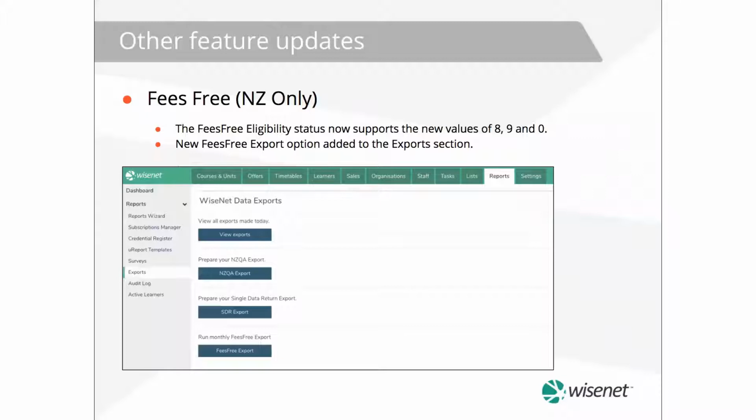This is only for New Zealand customers. The fees-free eligibility status now supports new values, 8, 9, and 0. The eligibility check feature in the learner section has also been updated to set this appropriately. The SDR will then report the selected value. You'd also see the fees-free export option, which has been added to the export section under the reports.